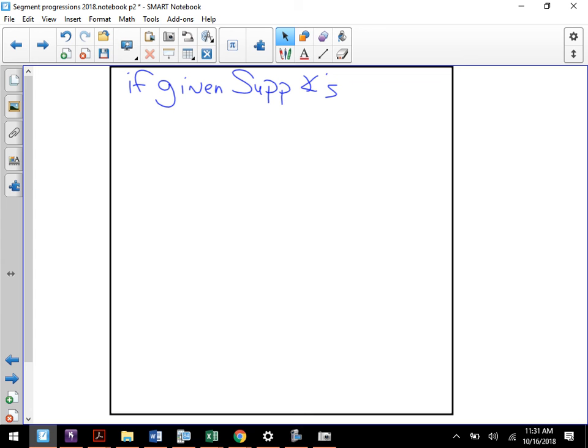So if you're given that you have supplementary angles, guess what you're going to state? Two angles, right? Angle plus angle has to equal 180. Again, we're just using the definition of what supplementary means. Supplementary means that two angles add up to 180 degrees. So another example.